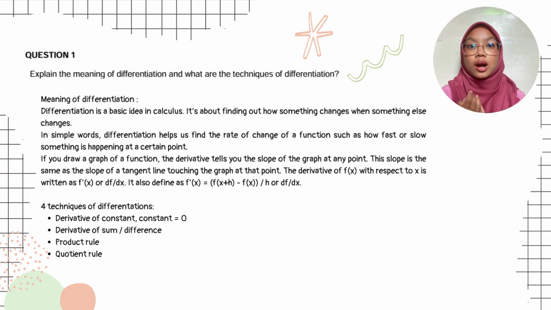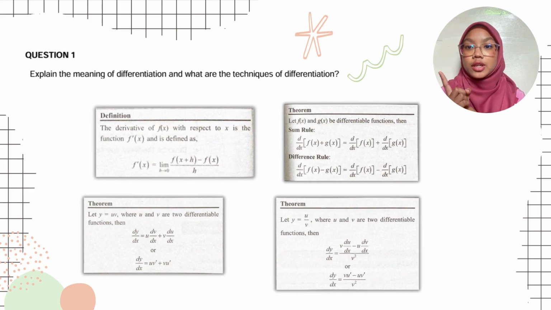What is the technique of differentiation? So here are 4 techniques of differentiation. First of all, we have the derivative of a constant, which is always equal to 0. Next, we have the derivative of sum and difference. Then we have the product rule, and lastly the quotient rule.